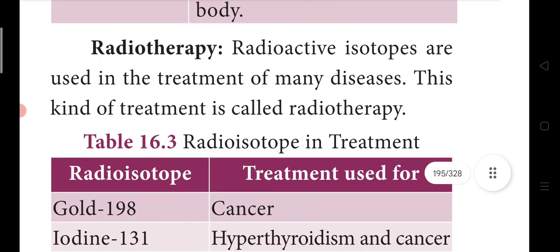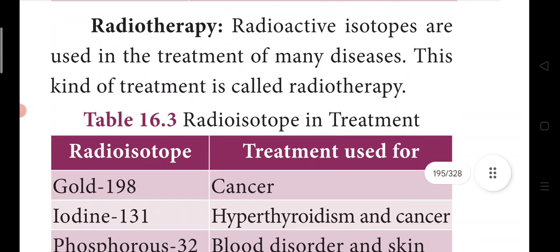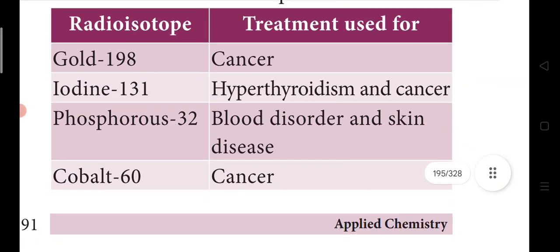And then radiotherapy. Radioactive isotopes are used in treatment of many diseases. This kind of treatment is called radiotherapy. Treatment of disease use பண்றது என்னது radiotherapy. Gold 198 is used in the treatment of cancer. Iodine 131, hyperthyroidism and cancer. Phosphorus 32, blood disorder and skin disease. Cobalt 60 is used for treating cancer.